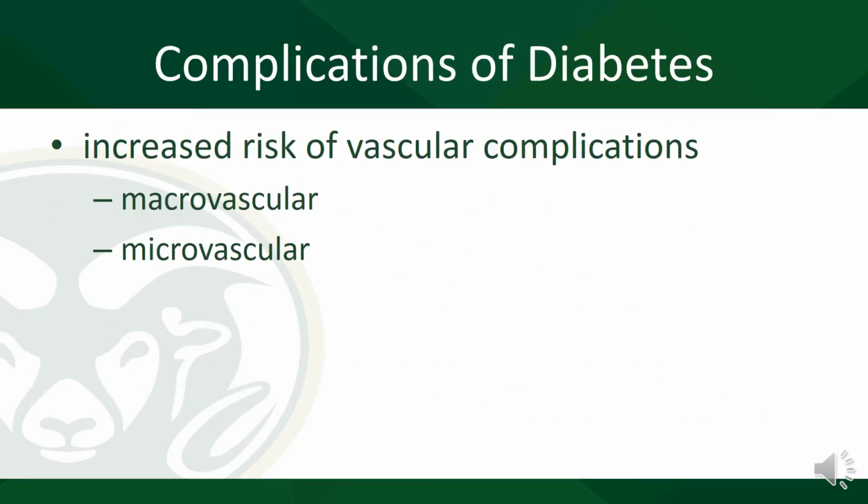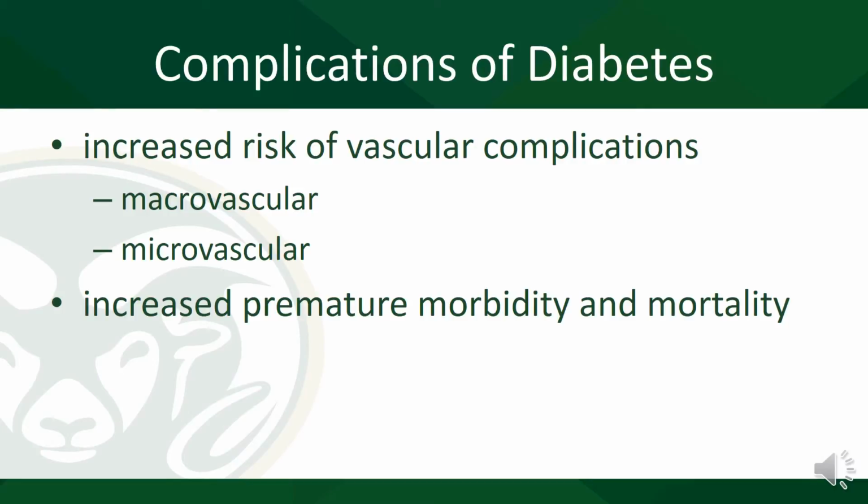Diabetes leads to increased risk of vascular complications, which are worsened by poor control of blood glucose or blood pressure. They can be classified as macrovascular, meaning they affect the large blood vessels in the body, microvascular, meaning they affect small vessels, or both. These complications can increase both morbidity and mortality of individuals with diabetes.